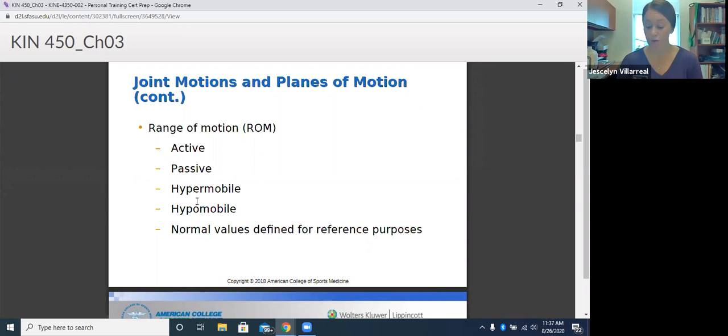Active is the range that can be reached by voluntary movement from contraction of a skeletal muscle. Passive can be achieved by external means. Okay, so let's say there's a machine that's helping us get into that range of motion or another person helping us get into the range we need. Hypermobile are joints with excessive range of motion. Hypomobile have restricted range of motion.